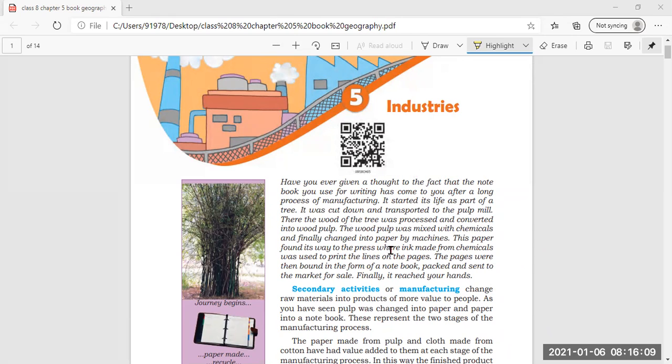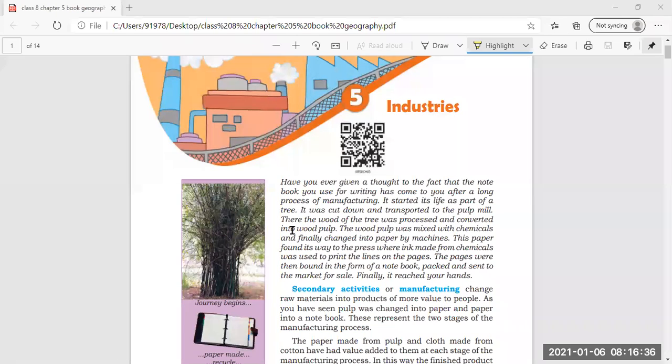Now, this lesson begins with a paragraph for you to think about: have you ever thought that the notebook you use for writing has come to you after a long process? And what is that long process of manufacturing? Now the making of the book started its life as a part of the tree.